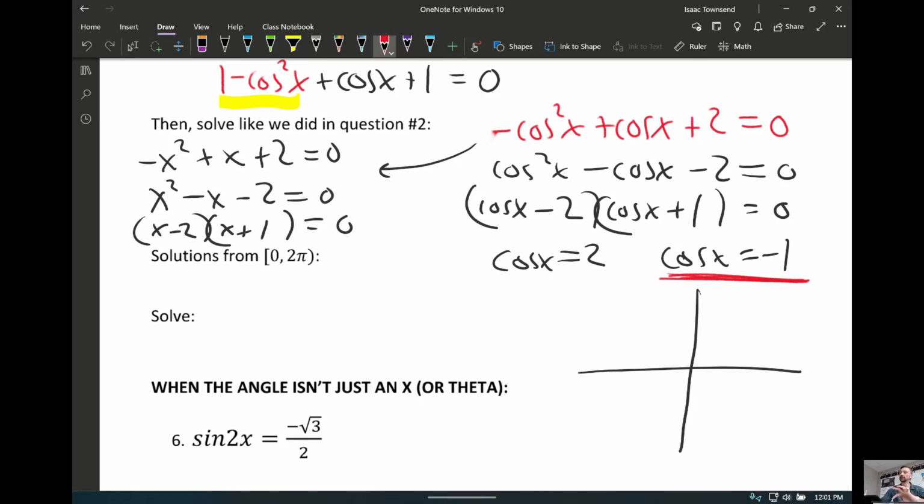Where's cosine negative 1? You have to say it louder. I can't hear you. At pi? Okay. So pi is a solution. Understandable to be rusty with unit circle with your break, but still going to be important here. Okay, what about where's cosine going to equal 2?